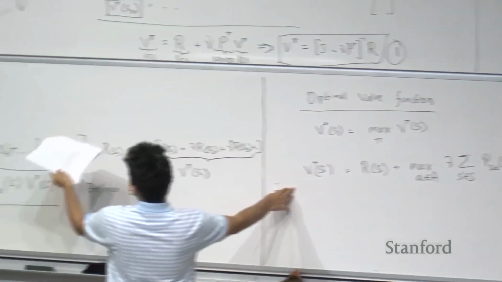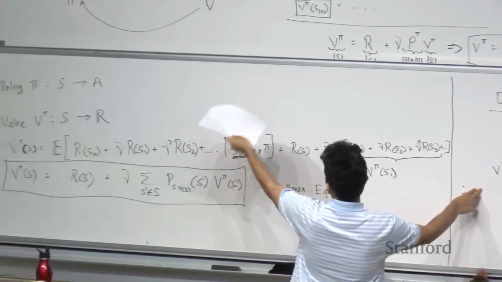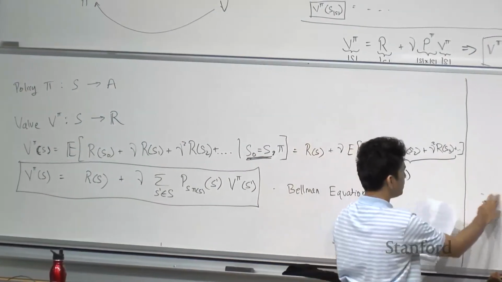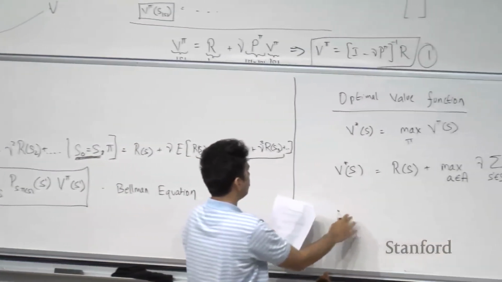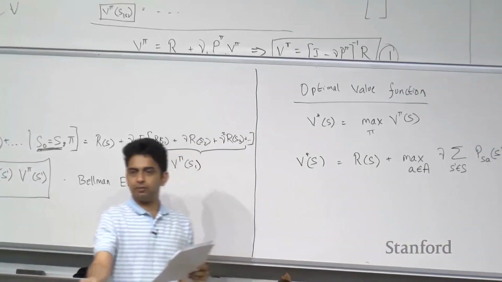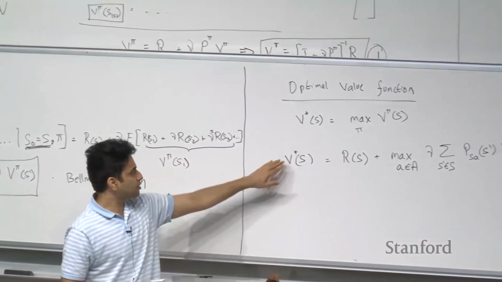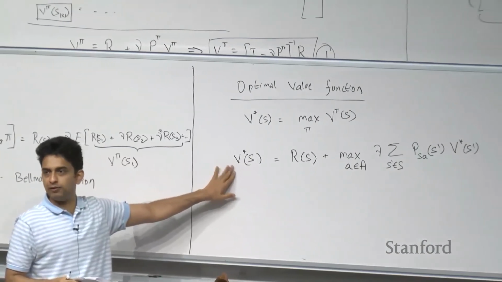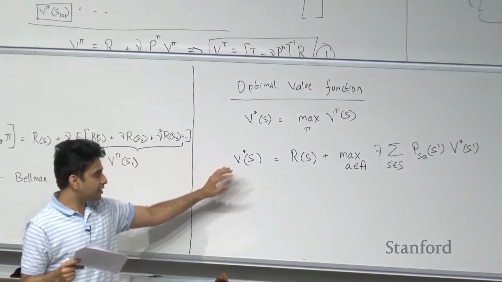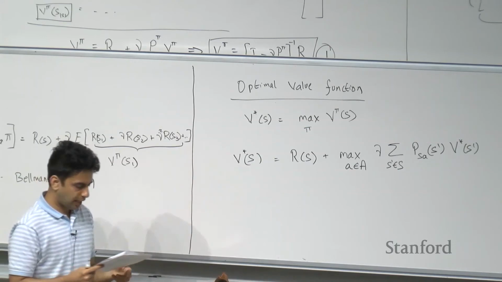We saw how we can go from a policy pi to V pi using this approach. Now here we'll see how we can go from a value function back to a policy. So this is the optimal value function that we are interested in, or strive to calculate.